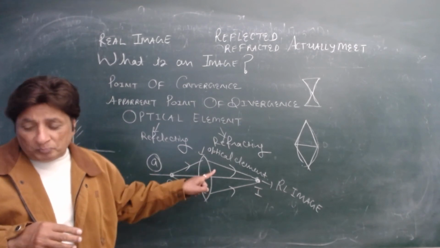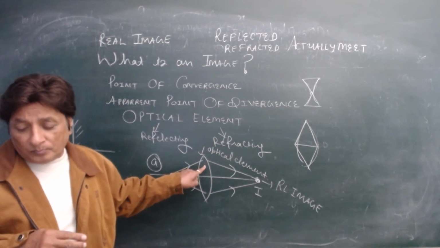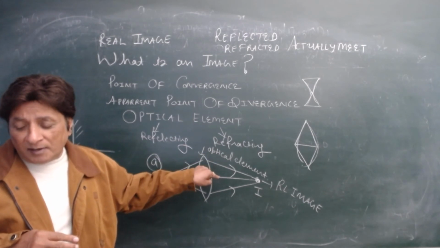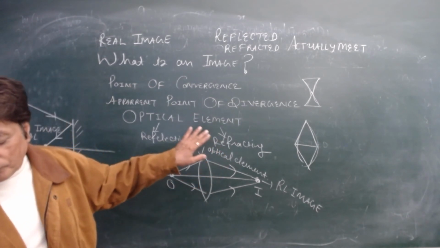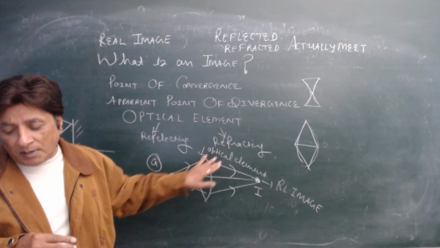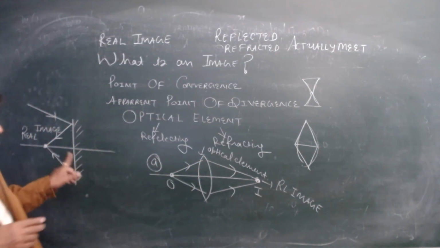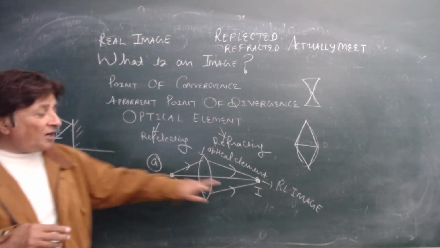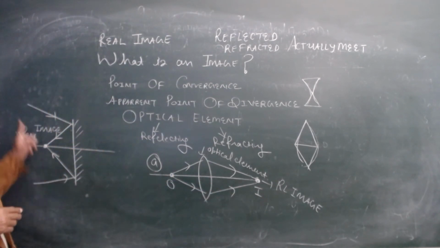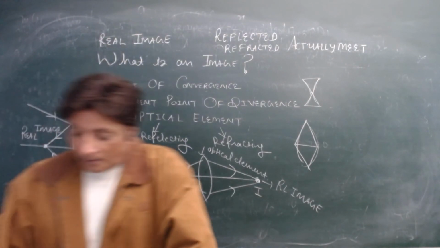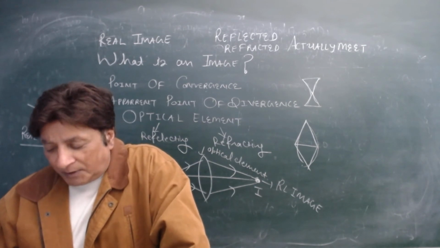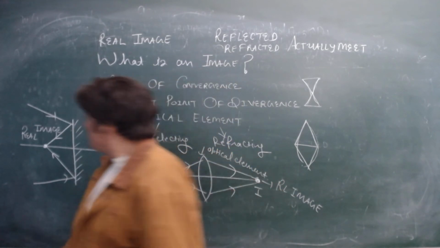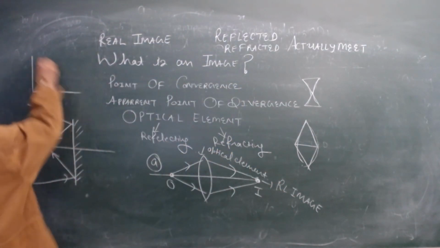In this case, it is real. Okay. And in this case, here object is real, image is real. In this case, object is virtual, image is real. Thus both real and virtual objects can form real images. So this is a good question.